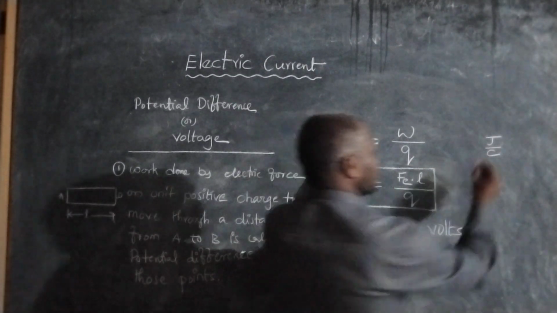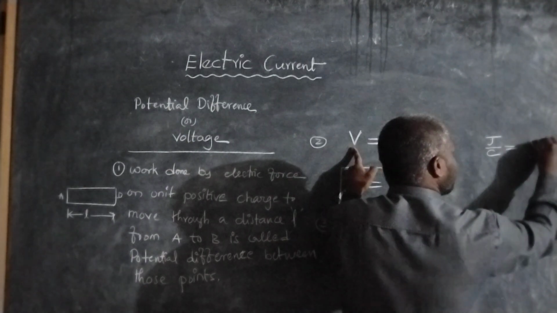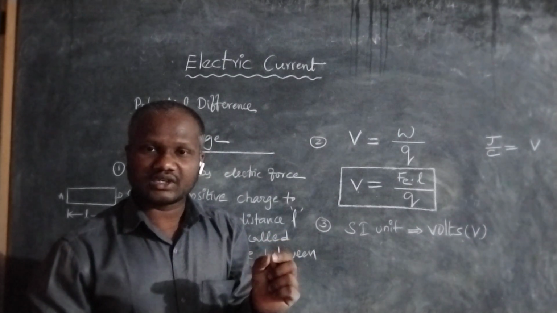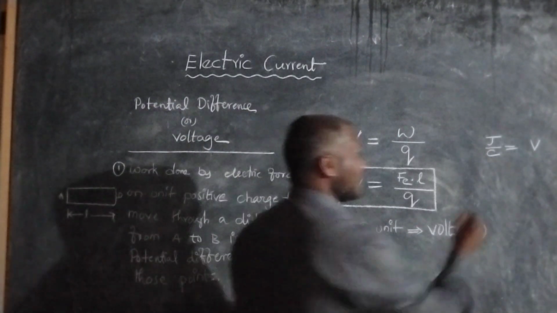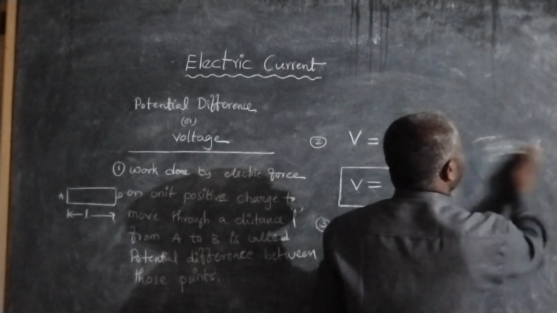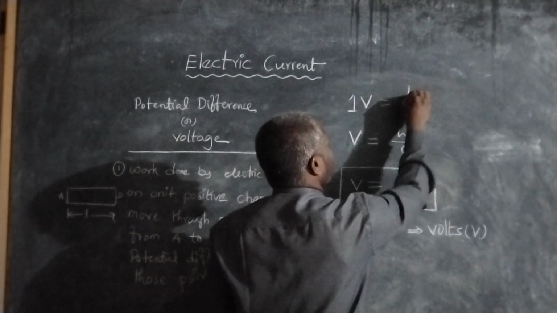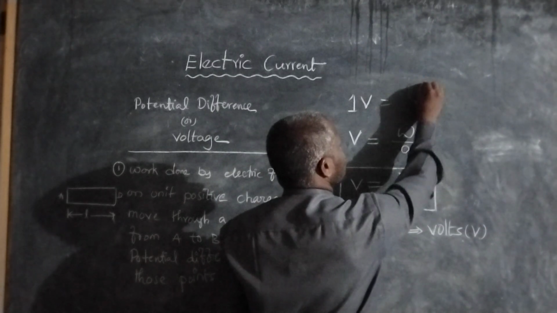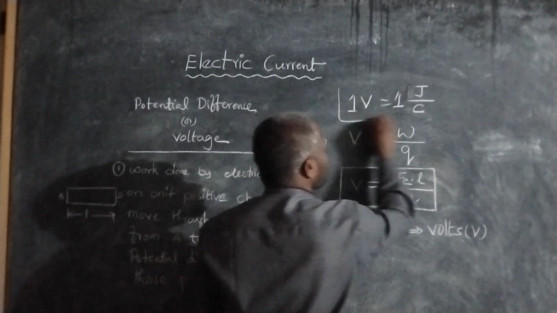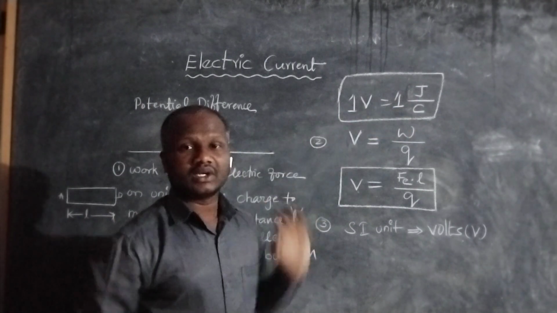Next to voltage is there. So already I said SI unit of voltage is volts, so V. In the previous video we discussed that 1 ampere is equal to 1 coulomb by second. Here 1 volt is equal to, we can write in reverse, work unit is joules and charge unit is coulomb. So 1 volt is equal to 1 joule by coulomb.